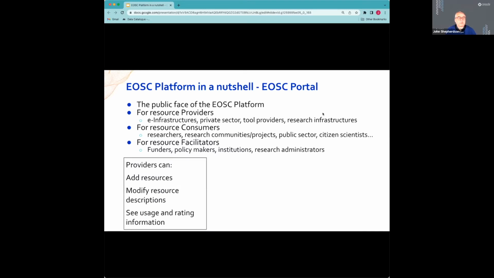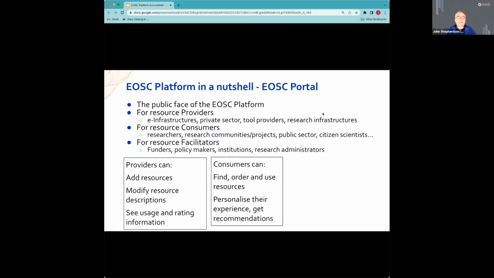For providers, they can add resources, modify descriptions of their resources, and see usage and user rating information about their resources. Consumers can find, order, and use the available resources, and they can personalize their experience and get recommendations. The recommendations would be along the lines of relevant projects, data, publications, training materials, and potential collaborators, be that people, task forces, or communities, based on their previous interactions with the platform.